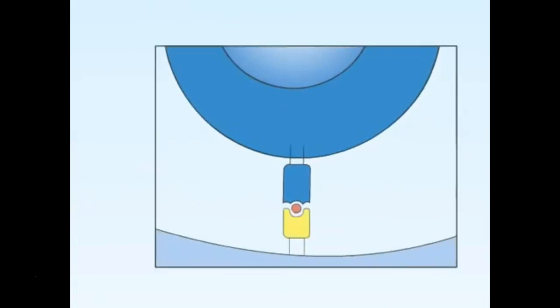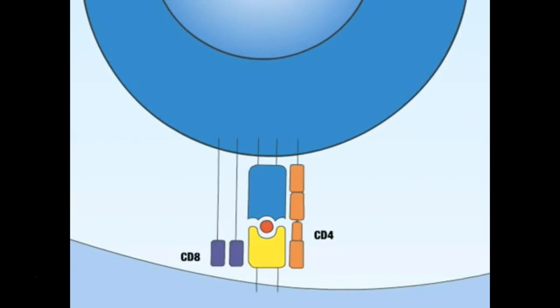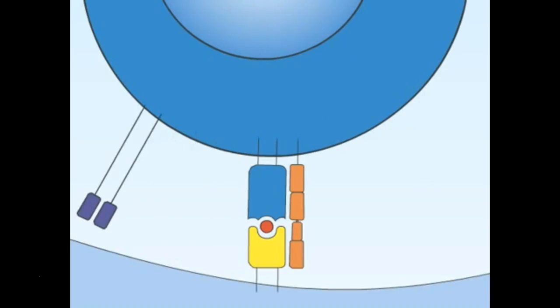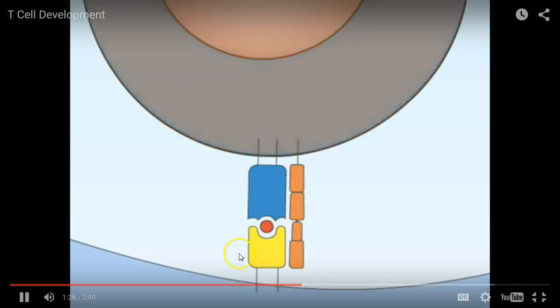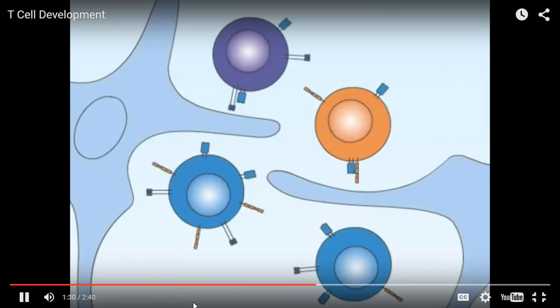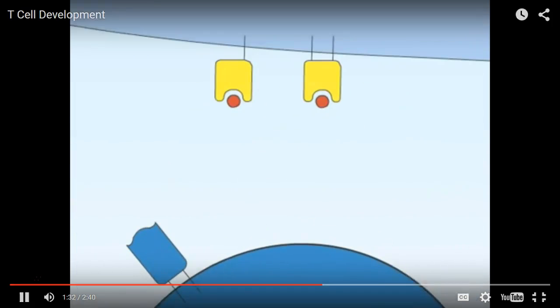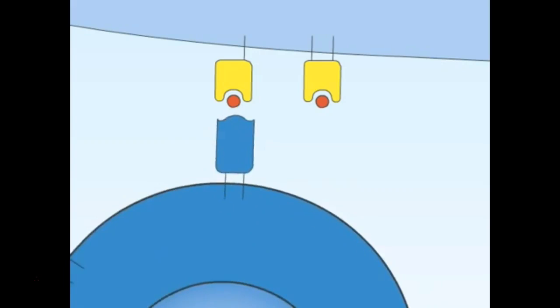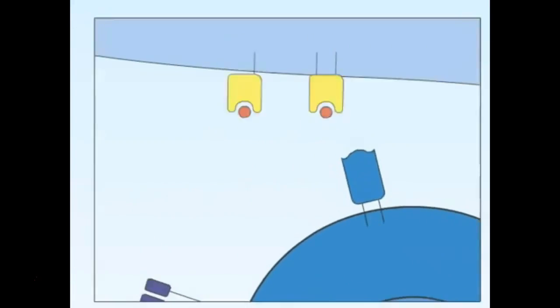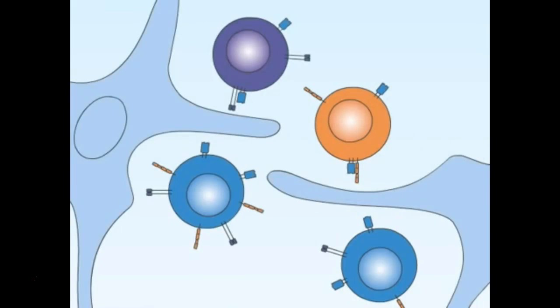A cell that has a receptor able to recognize an MHC class II molecule also receives a survival signal and a different maturation signal. Eventually, this cell stops expressing CD8 and maintains expression of CD4. Thymocytes whose receptors are unable to recognize either MHC class I or MHC class II molecules fail to receive any survival signals and die by programmed cell death or apoptosis.